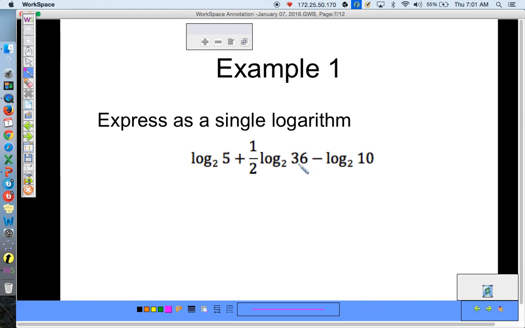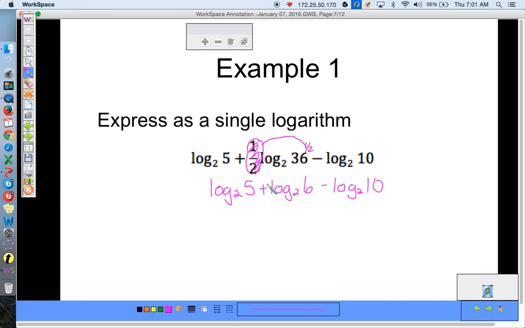So the first thing we're going to do is write this as a single log, so we have to condense it. So we'll use those properties. We've got adding, subtracting, and this number out in front. Well, we're going to take care of that first. So that's to the 1/2 power. Well, we know 36 to the 1/2 is 6. So log base 2 of 5, log base 2 of 6.